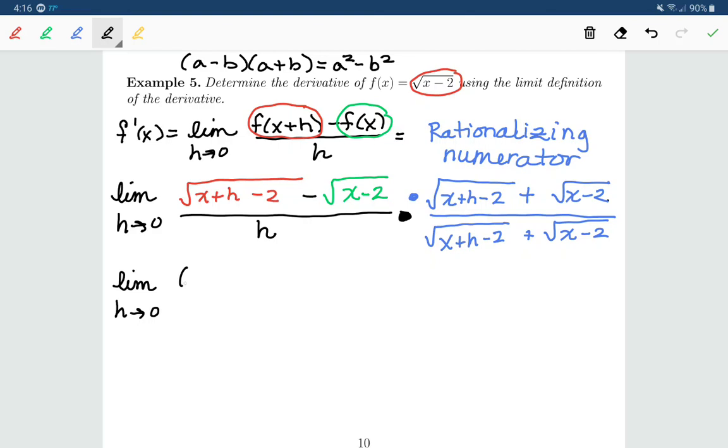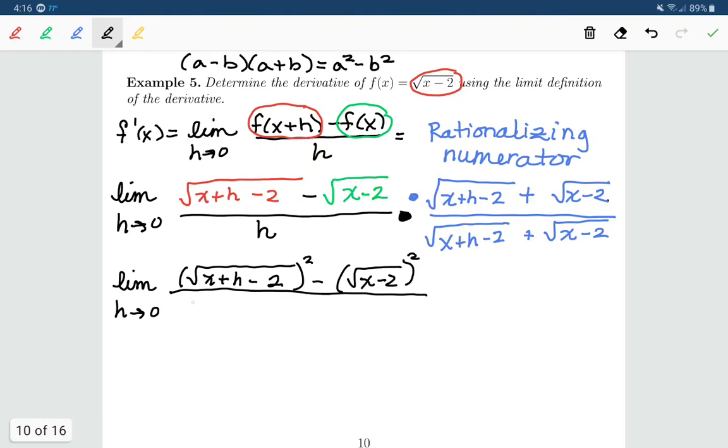So in this case, what we'll have is the square root of x plus h minus 2, which plays the role of a. We have to square that. Then minus our b, which is the square root of x minus 2, and that has to be squared. And then we'll just copy the denominator. It's h times the entire quantity, square root of x plus h minus 2 plus the square root of x minus 2.